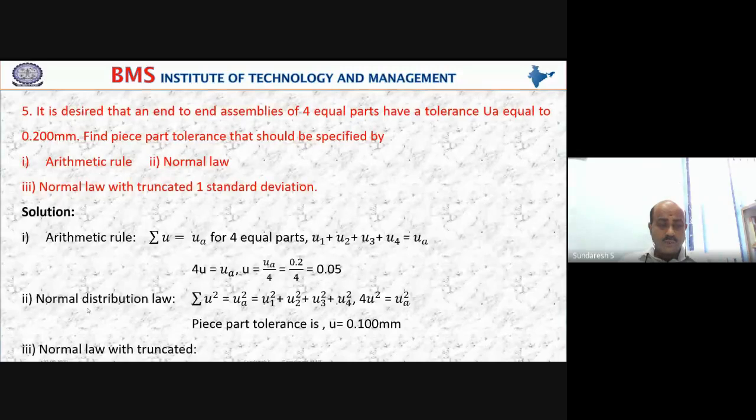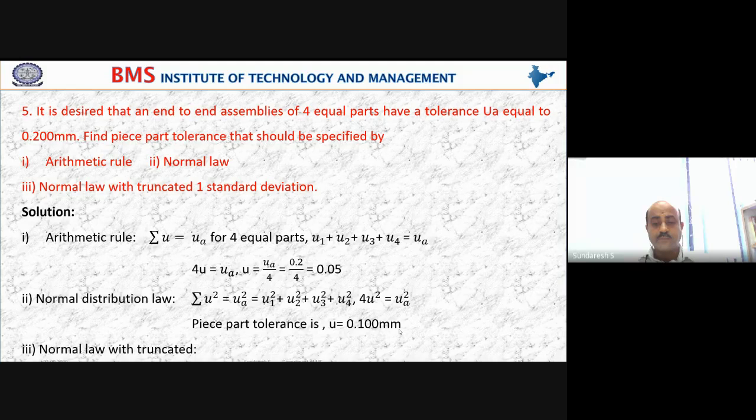Then the normal distribution law, the second one. In this case, the square of the summation of the tolerances is equal to the sum of the squares of the individual tolerances. Therefore we get 4U square is equal to UA square. The piece part tolerance is U is equal to 0.1 millimeter. Very clearly you can see that.